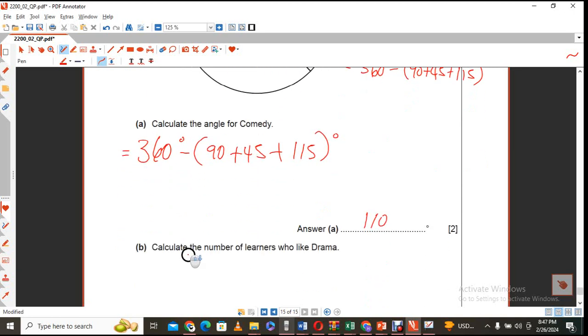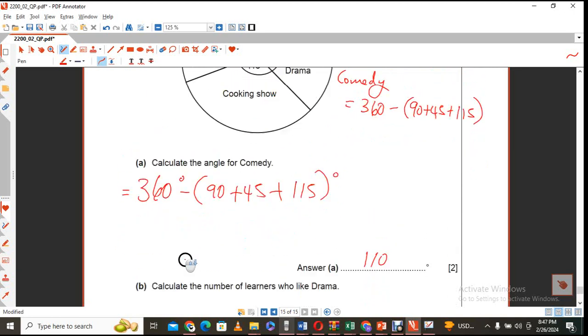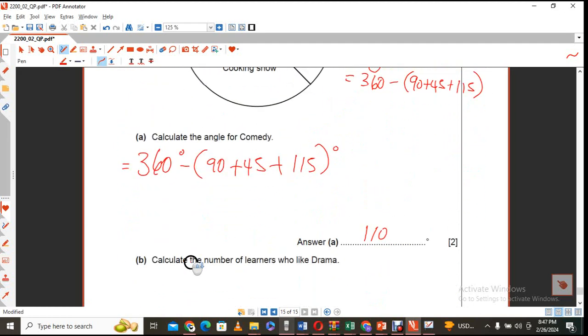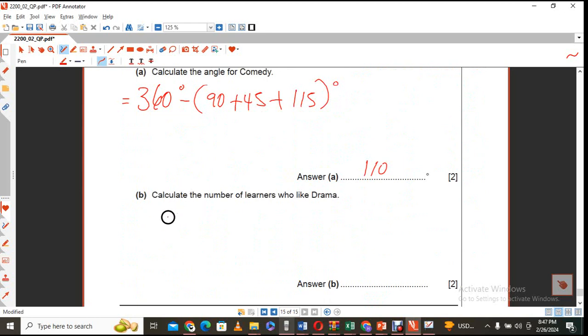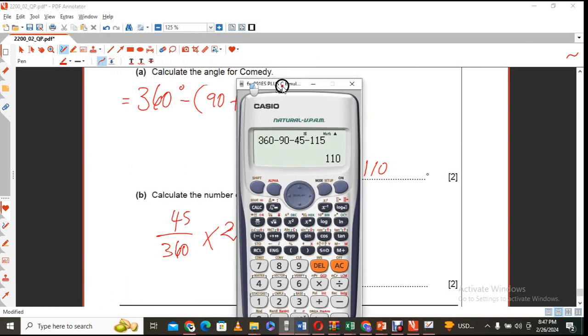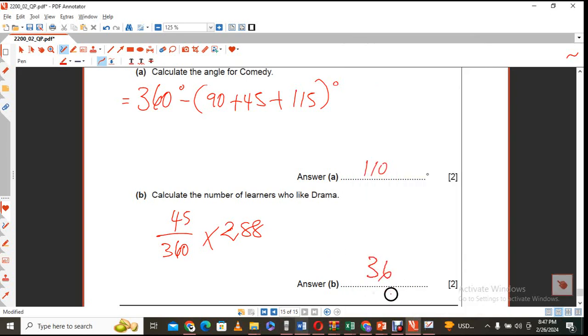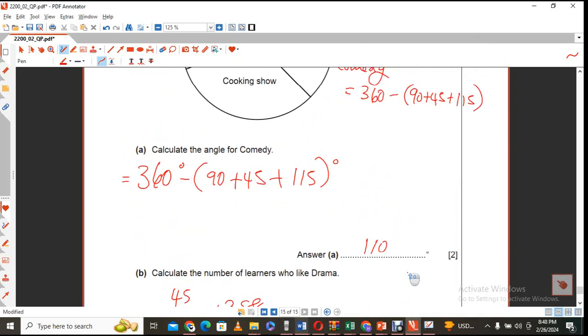Now, the number of learners who like drama. The total number of learners is 288. Drama is 45 out of 360. So just say 45 out of 360 times the total number of learners, which is 288. That gives you the answer. It is 45 over 360, simply multiply that fraction by 288. That tells you 36 learners like drama.